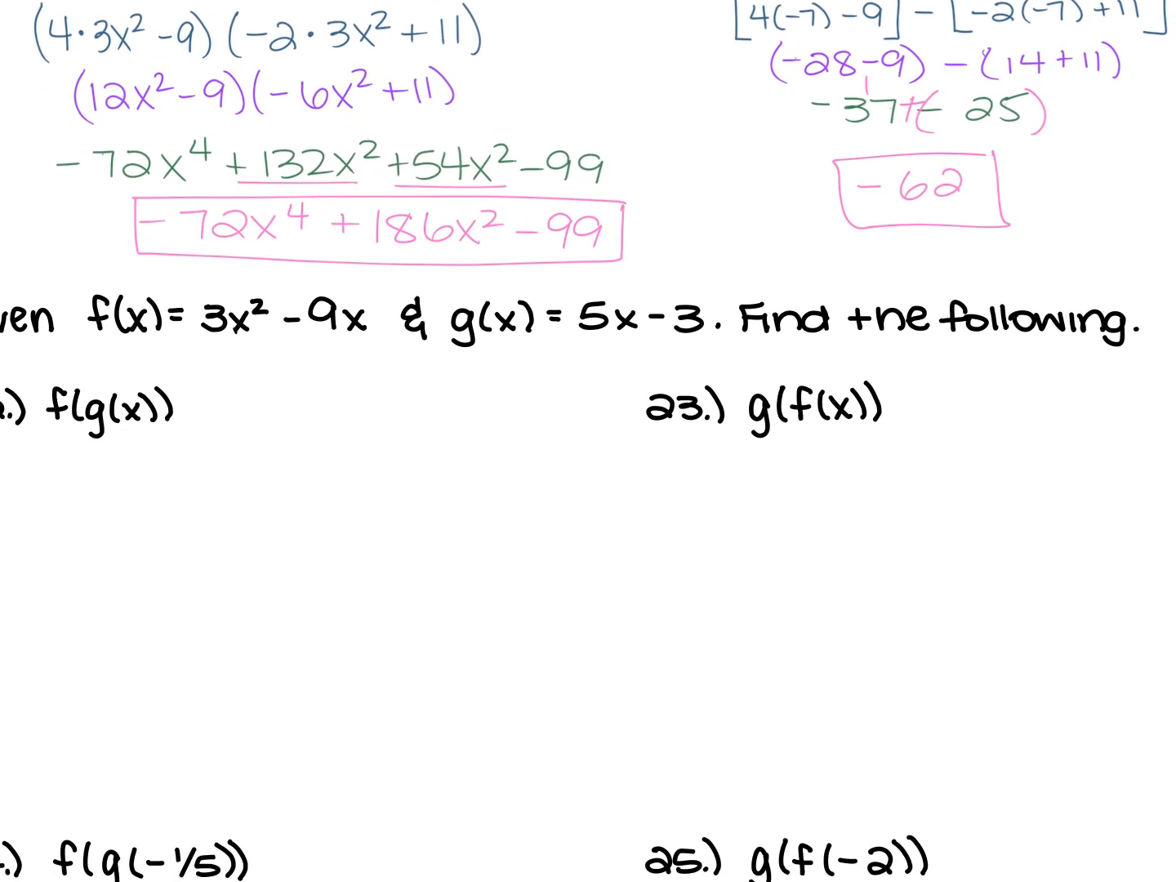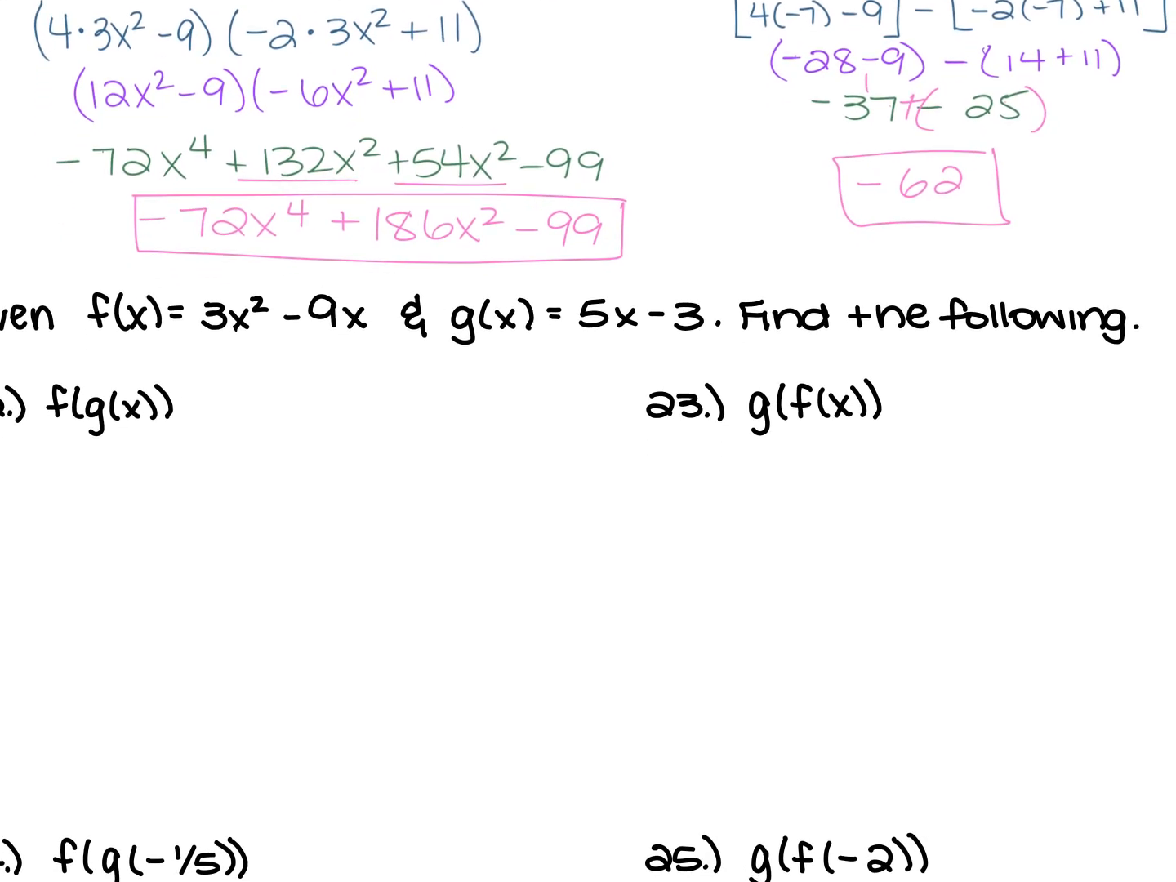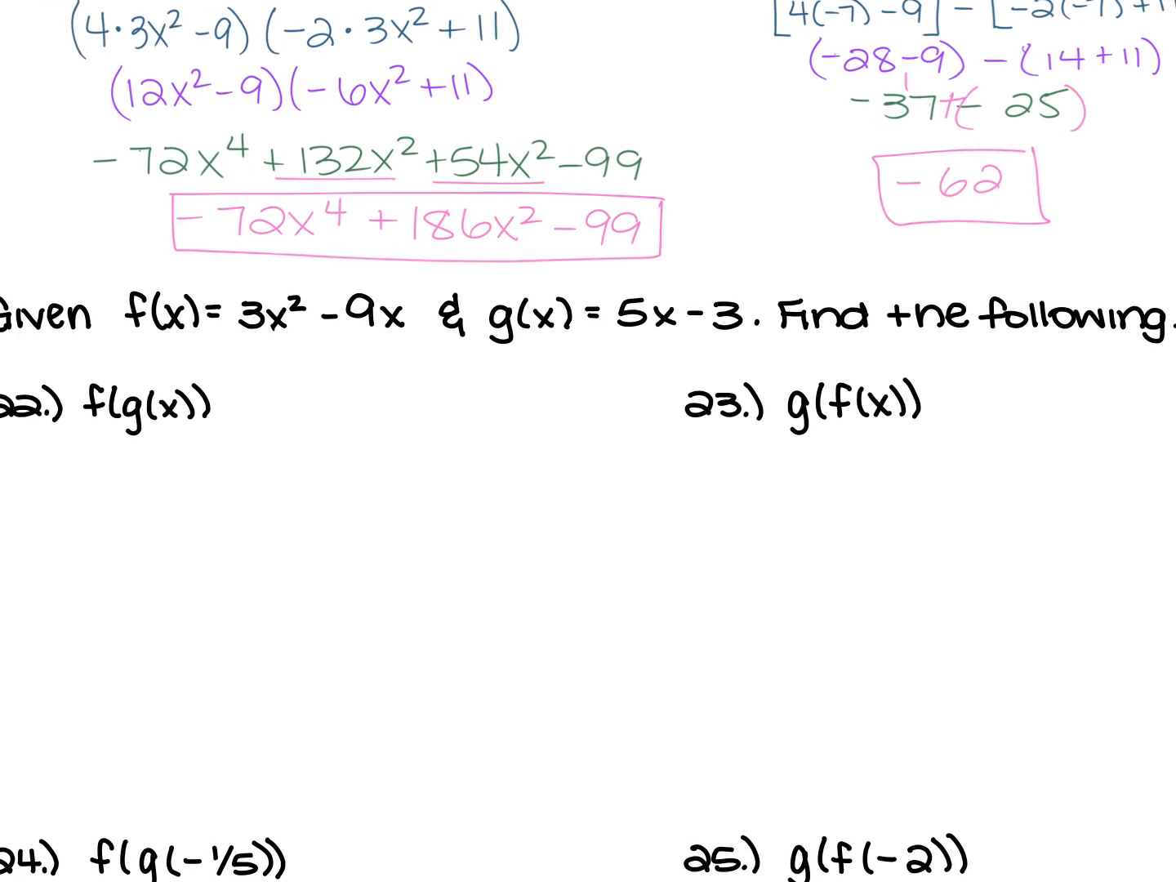For 22, you're going to use f of x is equal to 3x squared minus 9x, and g of x is equal to 5x minus 3. You're finding the following. For 22, you're finding f of g of x. So you're going to take g of x and plug it in for x in f of x. So that's going to give us 3 times x squared, which is going to be 5x minus 3 squared, minus 9 times x, which is 5x minus 3.